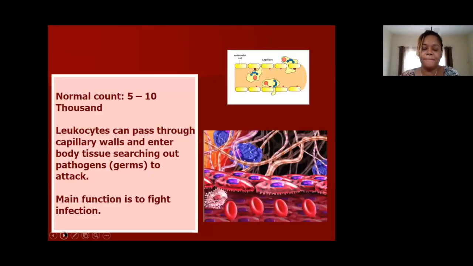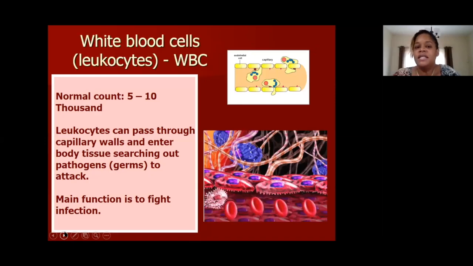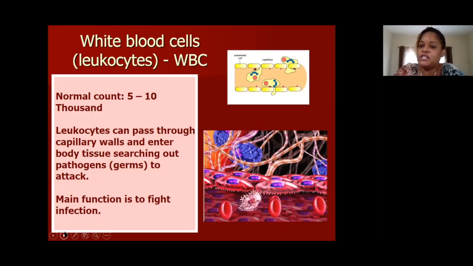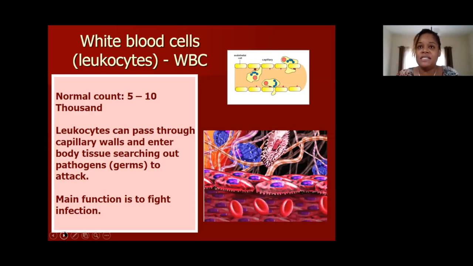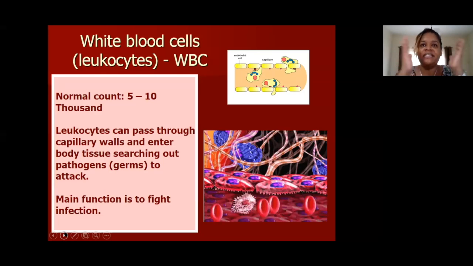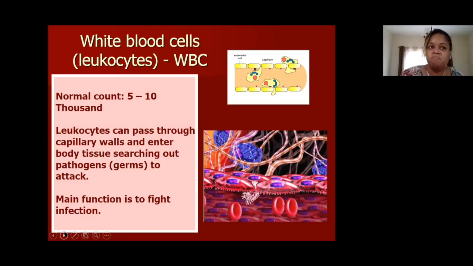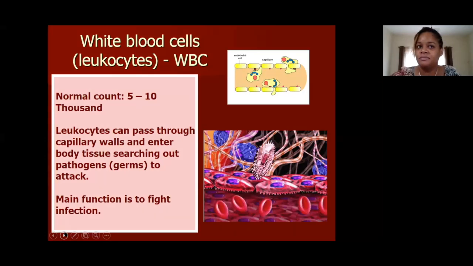Now we go on to our white blood cells. Now you would have learned that white blood cells, also known as leukocytes, are responsible for helping our body to fight off infections or diseases or any type of foreign invader that may try to attack our body, okay? So these white blood cells basically help our body to build immunity as well as to fight infection.